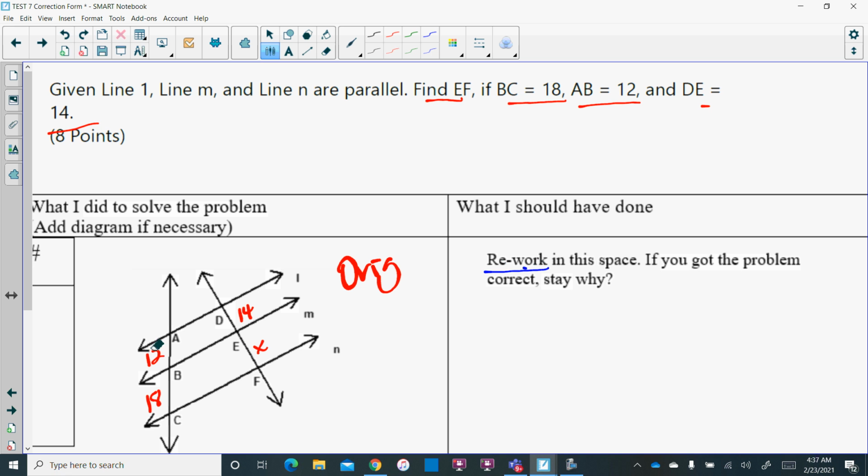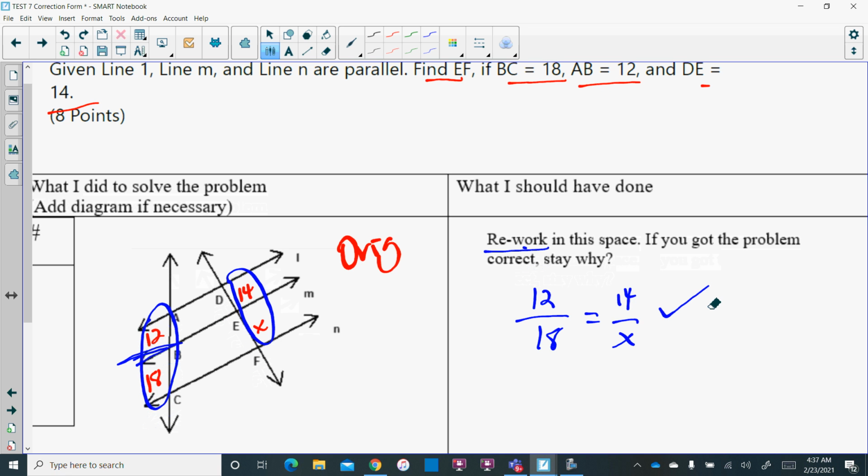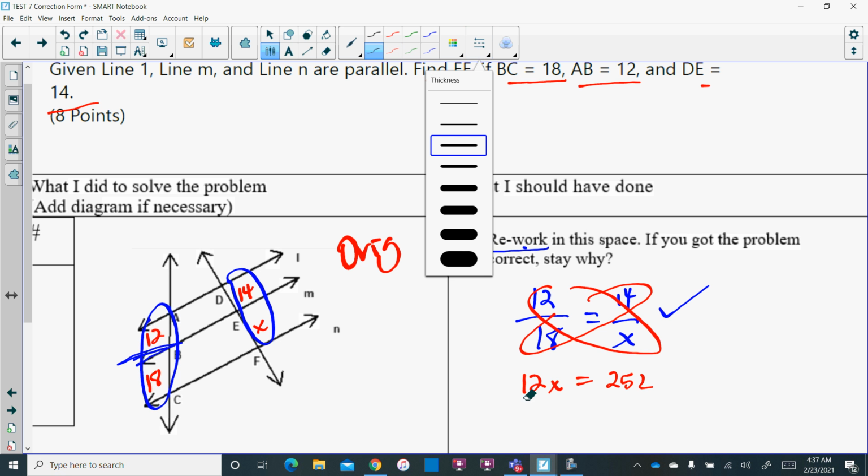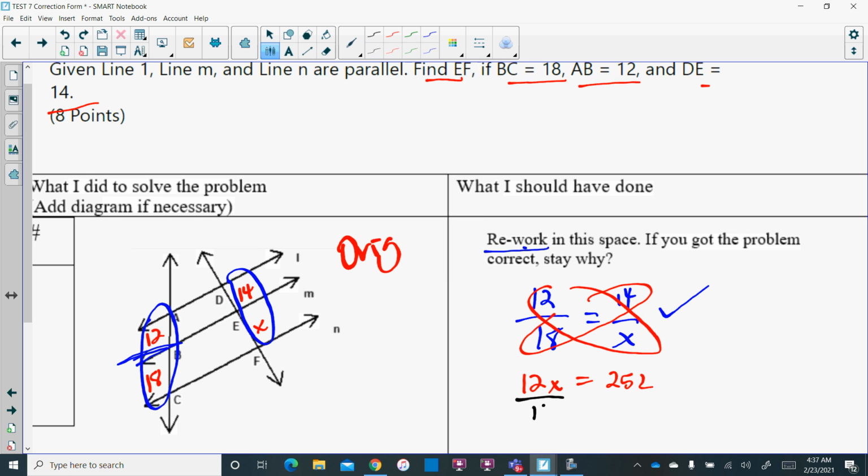And so when we rework this, remember we do the left side, this is like a proportion. So the left side is 12 over 18. To the right side, that would be 14 over x. So now we have to at least show the proportion, or at least show the cross product. When you cross multiply here, we're going to get 12x equals 18 times 14. Sorry, guys. That was 252. And then we're solving for x, so we're going to divide by 12.